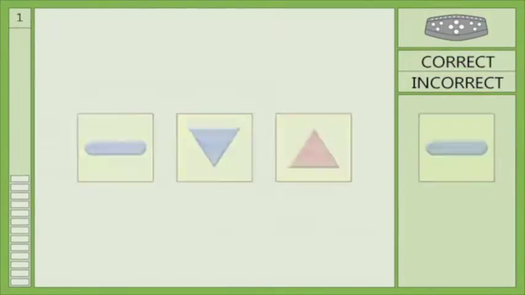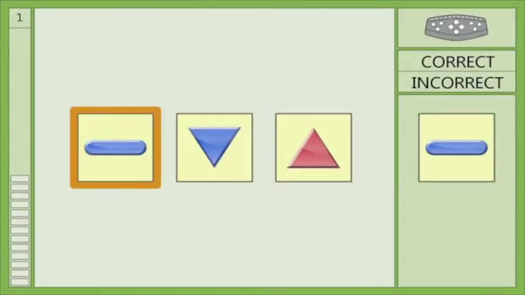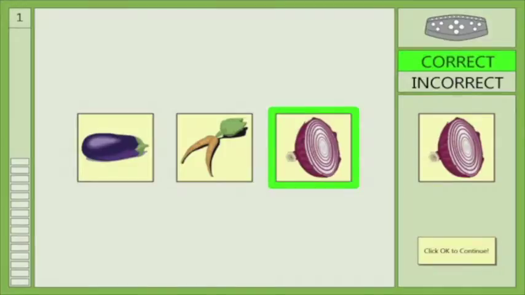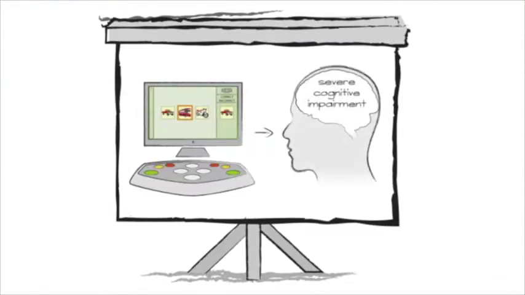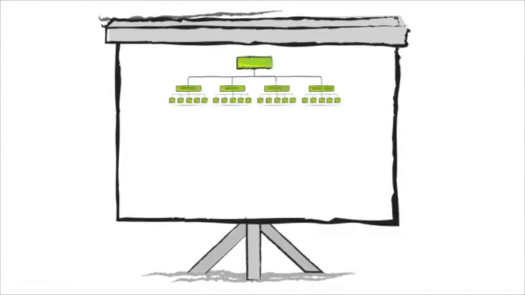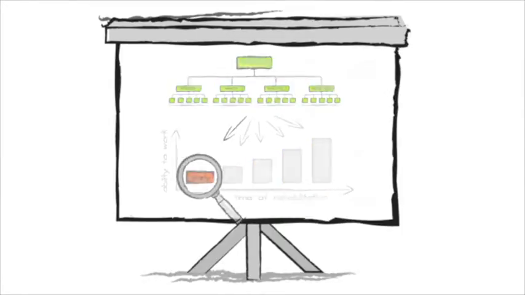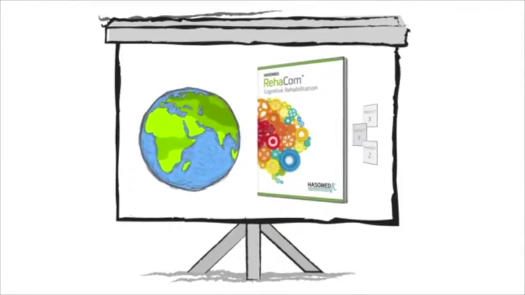The patient's task is to compare the images in the center of the screen in order to find the image on the right-hand side of the screen. This easy task can be solved even by patients with severe cognitive impairments. So most RIACOM modules can be used by these patients in early rehabilitation. No other product on the market offers this solution.